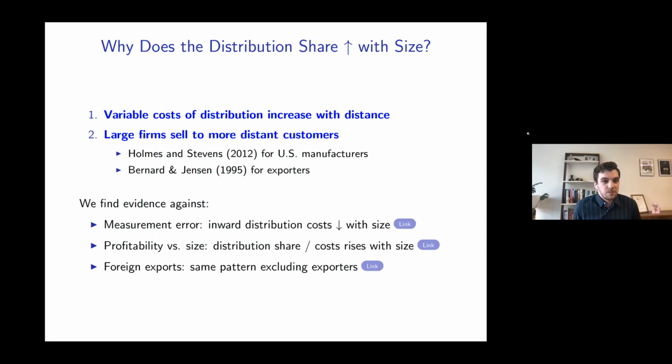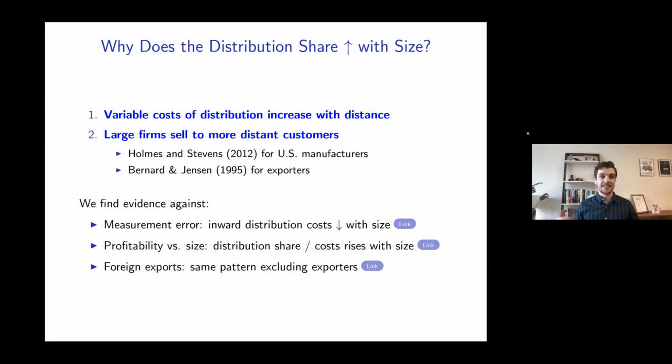And we have a very standard and maybe familiar explanation, which is that the variable cost of distribution increases with distance. It costs more to send a unit of stuff 100 miles than it does 10 miles. And larger firms have to sell to more distant customers. In order to expand, they have to reach more and more distant markets. Because their marginal customers are further away, they're going to have a higher distribution cost relative to their sales.